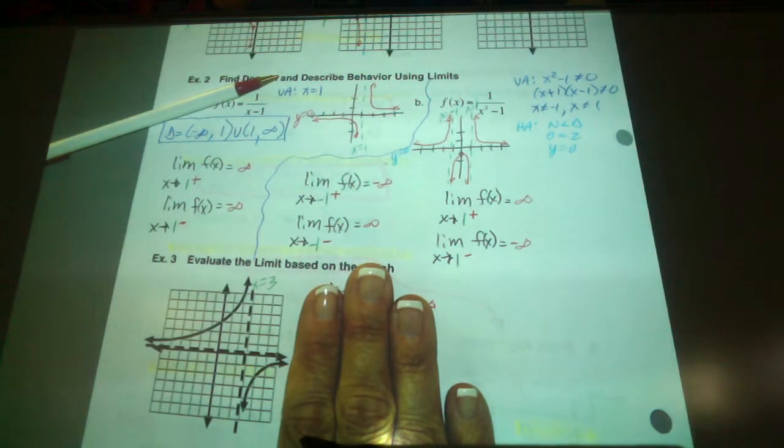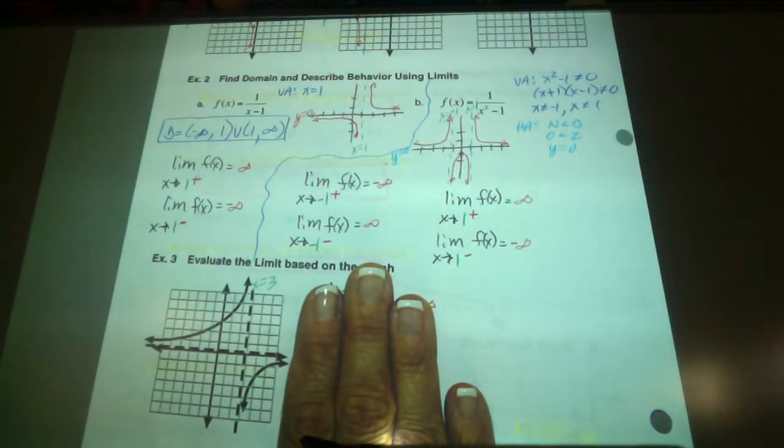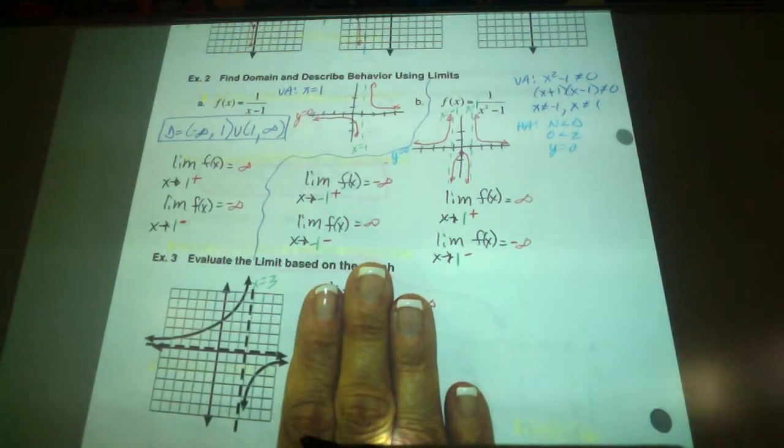So you're just looking at what part of the graph is to the left or right of that vertical asymptote, and where is the graph going? Is it going to positive infinity, negative infinity, or is it approaching a finite value? Okay. All right, so let's look at your limits. Yes.